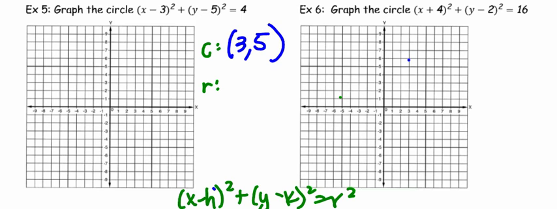And so then we take a look. The end of this is r squared. So this 4 is the r squared. So we're going to have to take the square root, which means the radius is 2.